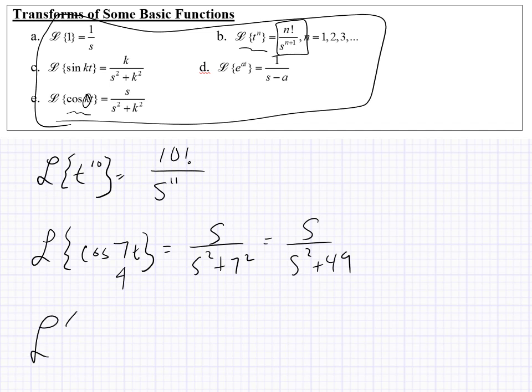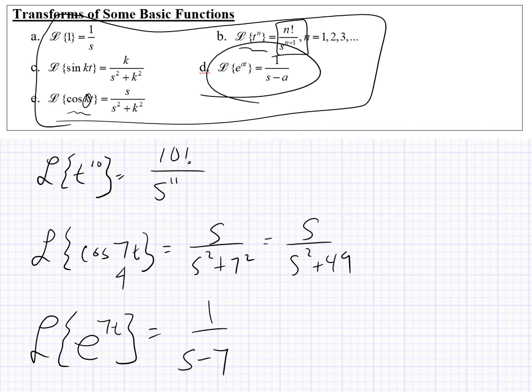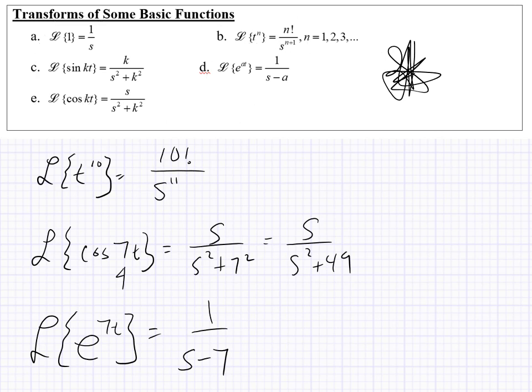How about the Laplace transform of e to the 7t? I don't know why I keep using 7, but let's just go e to the 7t. Using this, we would get 1 over s minus 7. Okay. So you need to get these Laplace transforms down, and really, you need to commit them to memory so that we can use them when we're applying Laplace transforms to solve a differential equation.